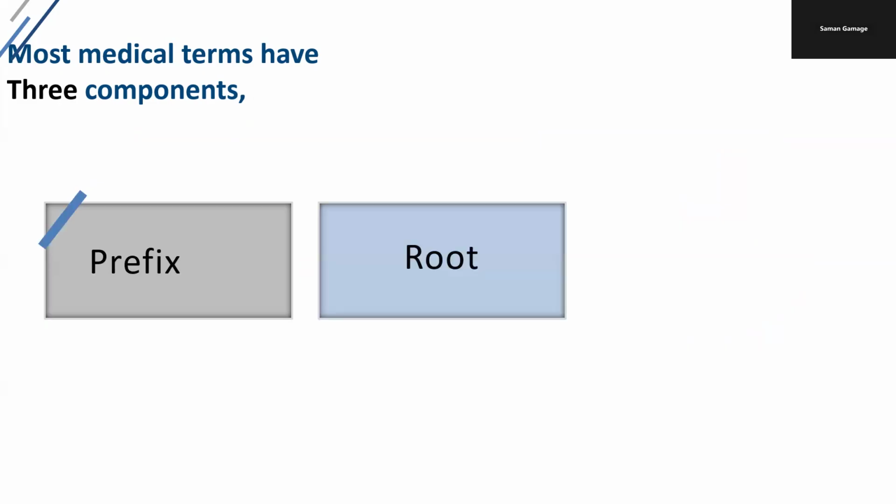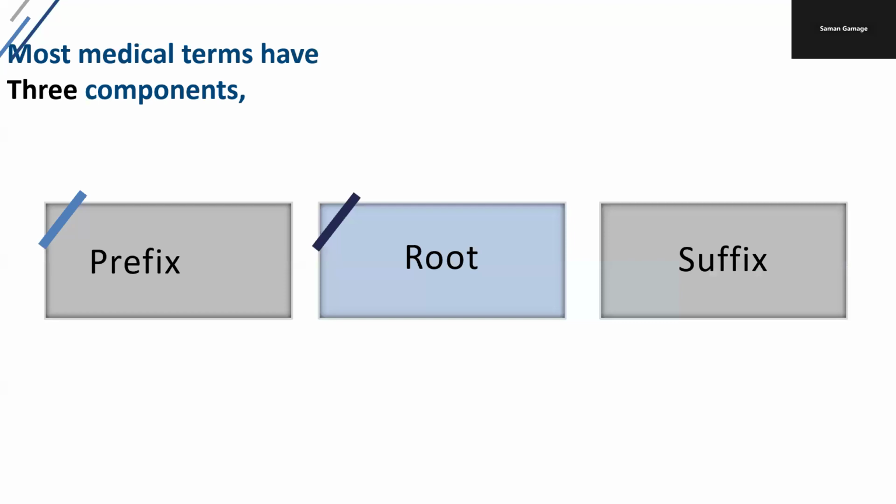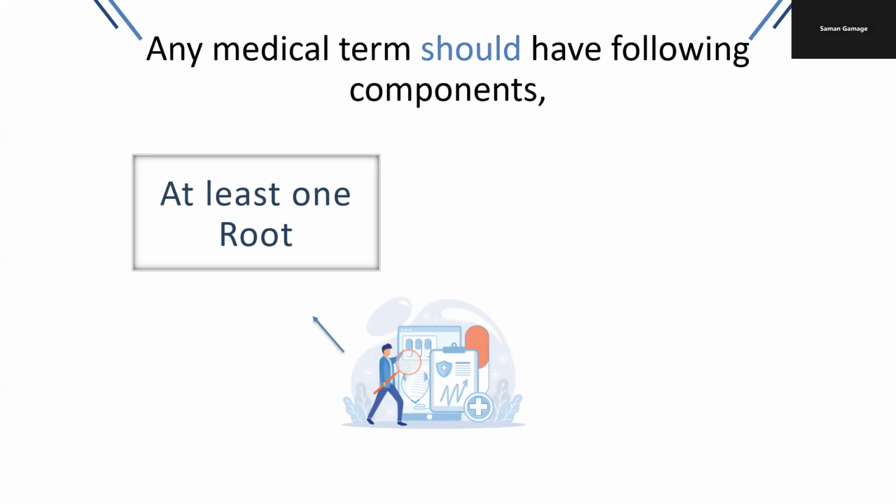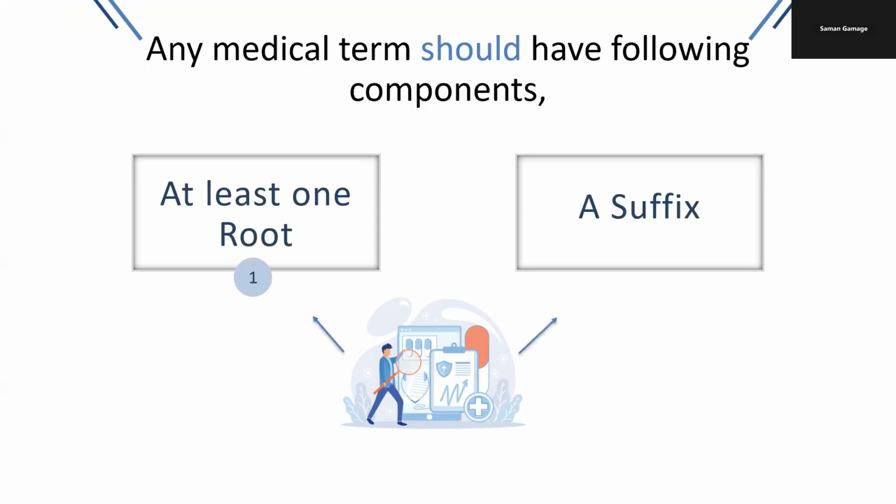As you have learned before, most medical terms have three components: prefix, root, and suffix. Any medical term should have at least one root and a suffix.